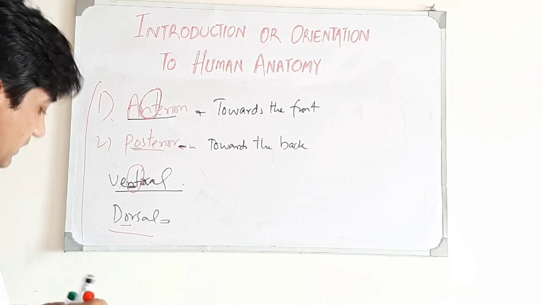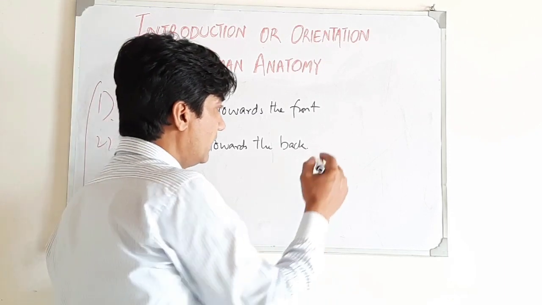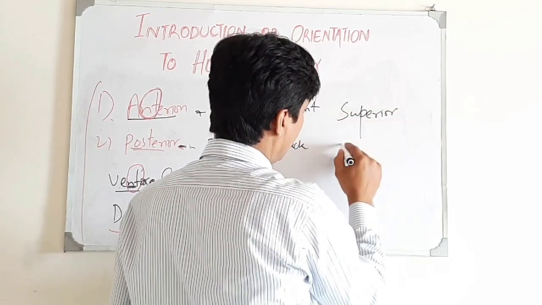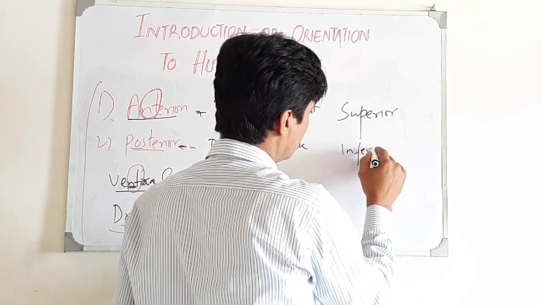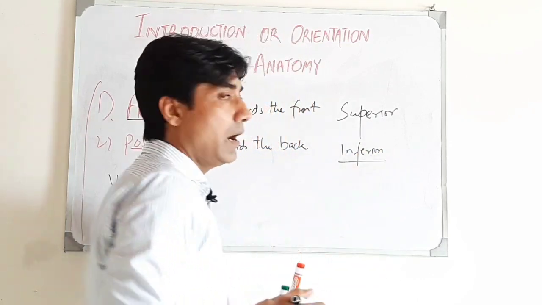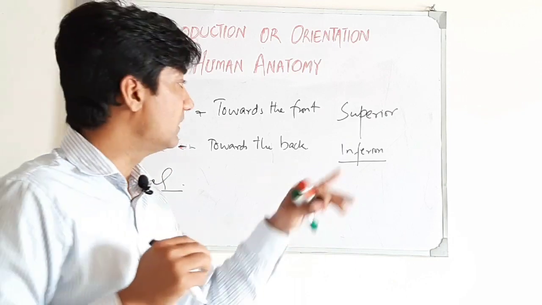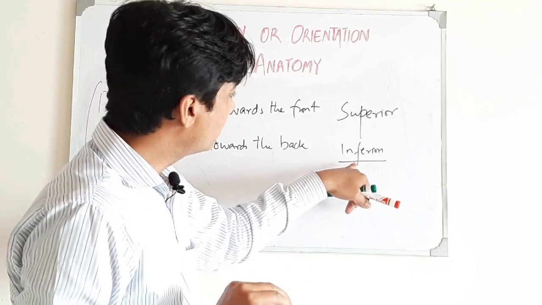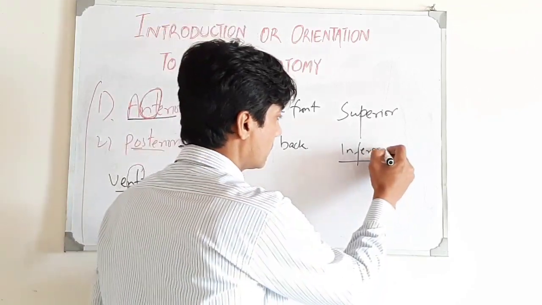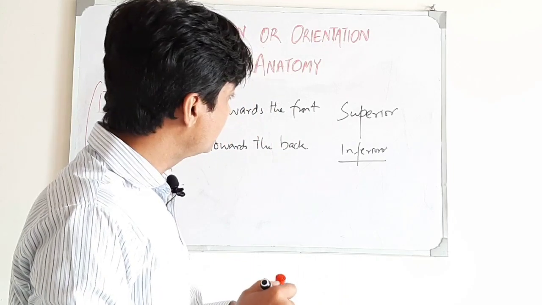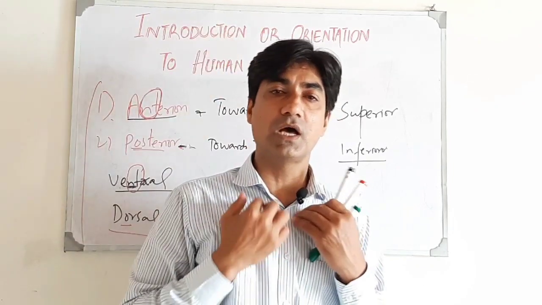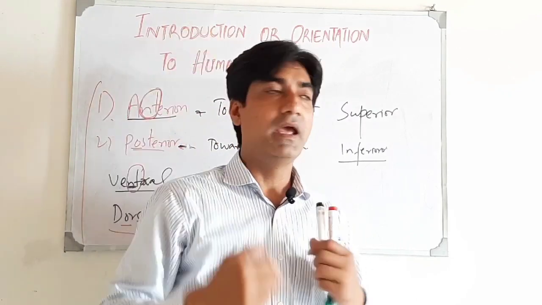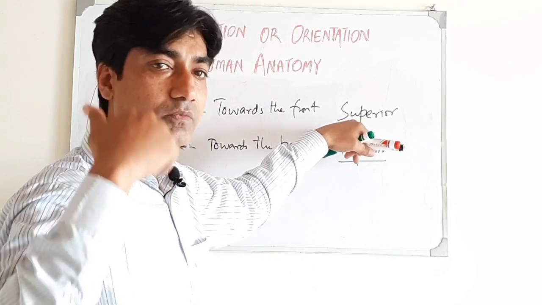And the remaining terms are superior and inferior. The upper structure of the body is called superior, and the lower structure of the body is called inferior. How can we describe this? The head is superior to the clavicle. Here is the clavicle bone and here is the head. The head is superior to the clavicle bone.